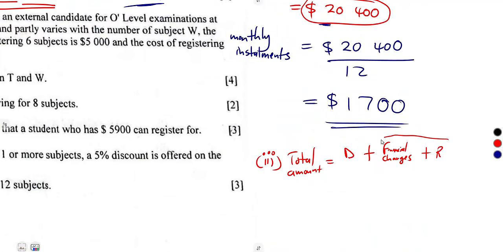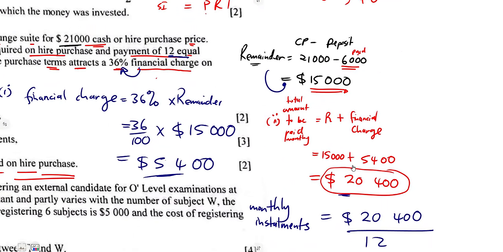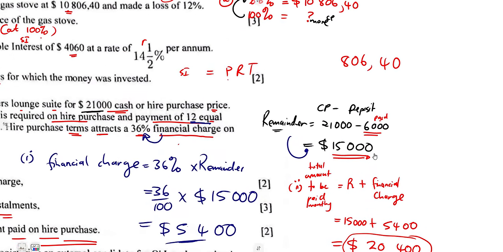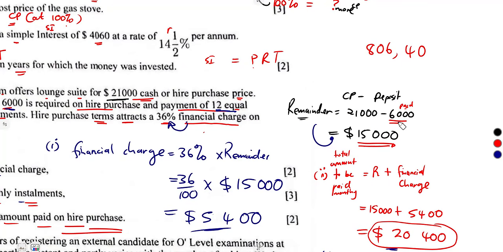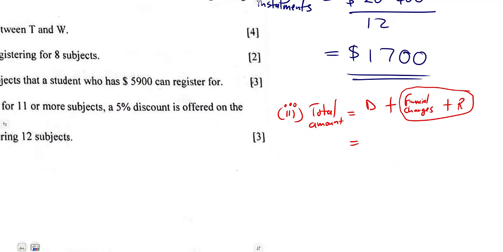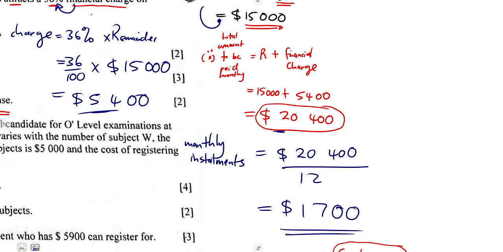Plus that remainder, this one. It's a single value that you already have. So our deposit was already paid. They're talking about everything that was paid under hire purchase. Remember that this deposit was paid, the 6,000 is already paid. So you talk about everything that you paid, 6,000 plus what? Those financial charges and the remainder. They gave us 20,400.